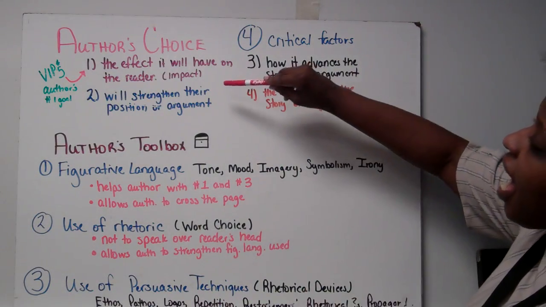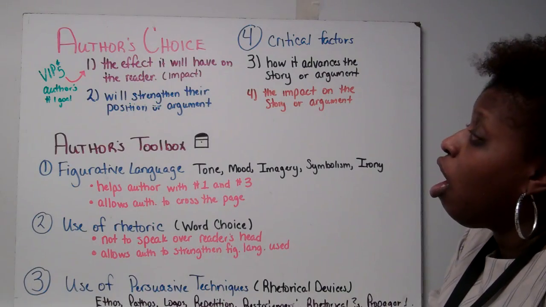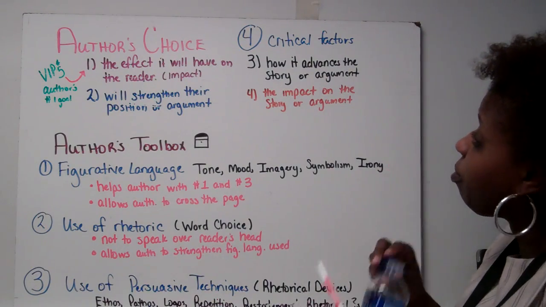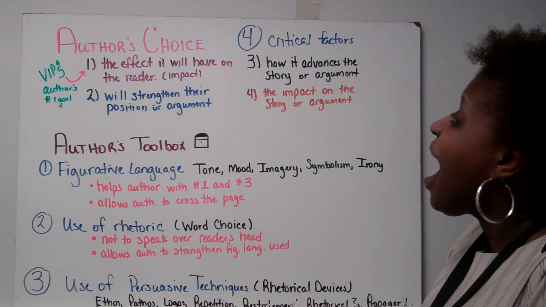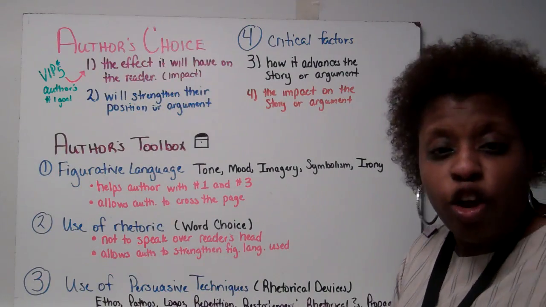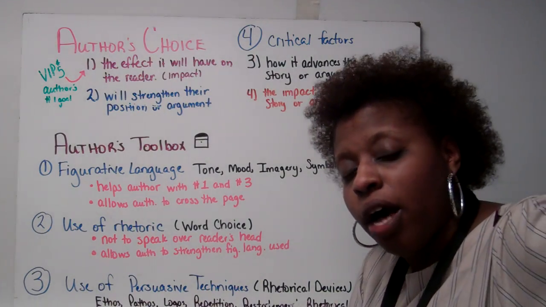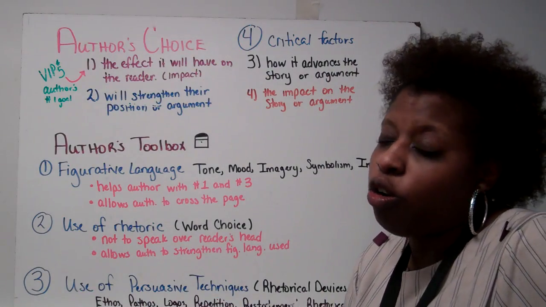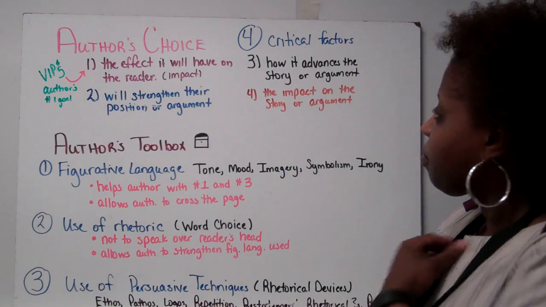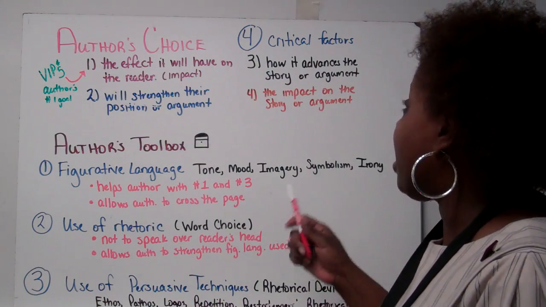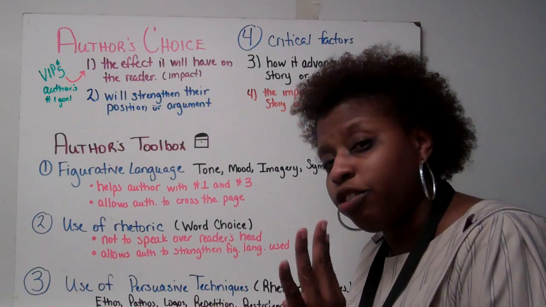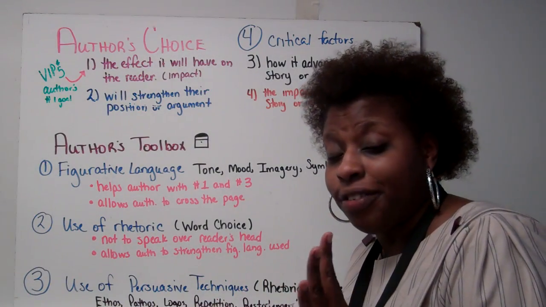The next one is how it will strengthen their position, story, argument, or theme. Number 3, how it advances the story or the argument. They're going to use certain specific things in their author's toolbox that they feel will advance or strengthen their argument and, of course, impact or affect the reader. Lastly, the impact on the story or the argument. So those are the 4 critical factors that go into an author's choice or an author's decision.